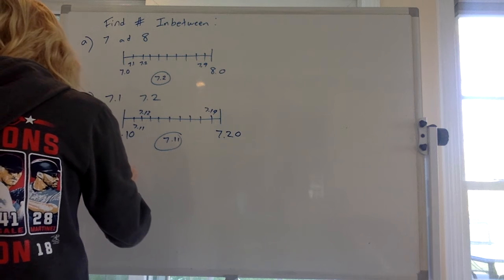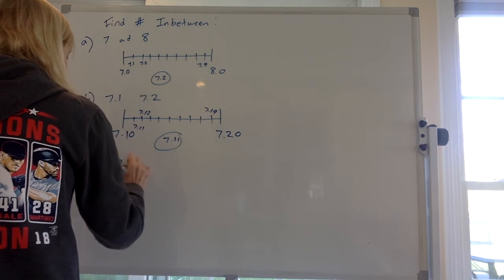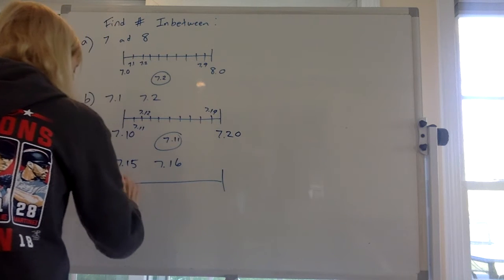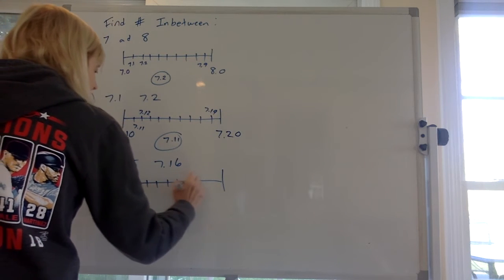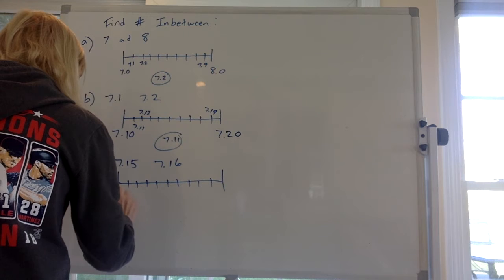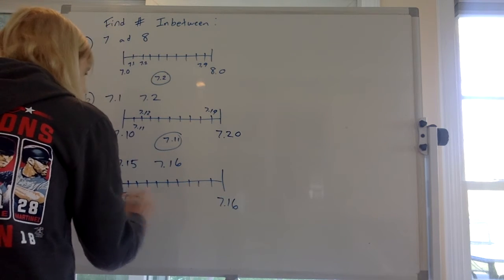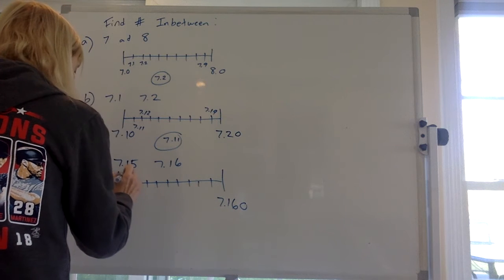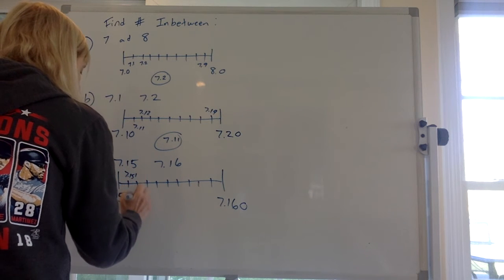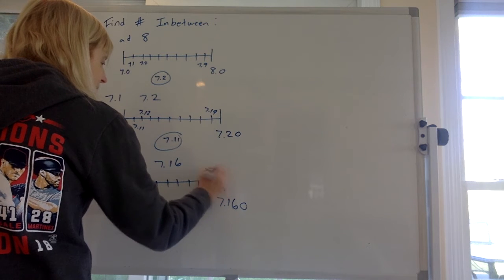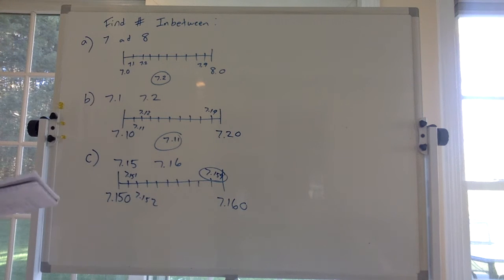How about between 7.15 and 7.16? So you do your number line, 1, 2, 3, 4, 5, 6, 7, 8, 9. You label the two ends, the two numbers that were given. Throw on a 0, throw on a 0. So it's 7.151, 7.152, all the way to 7.159. Maybe we're going to use that for our number in between.